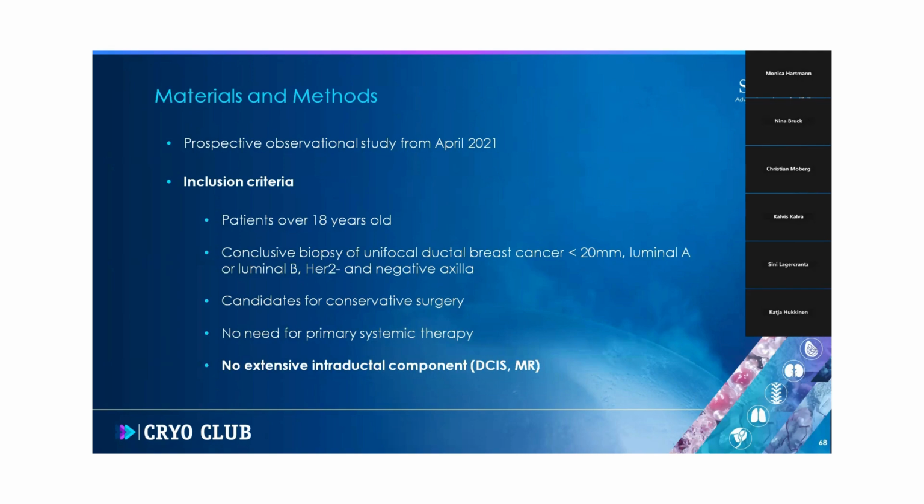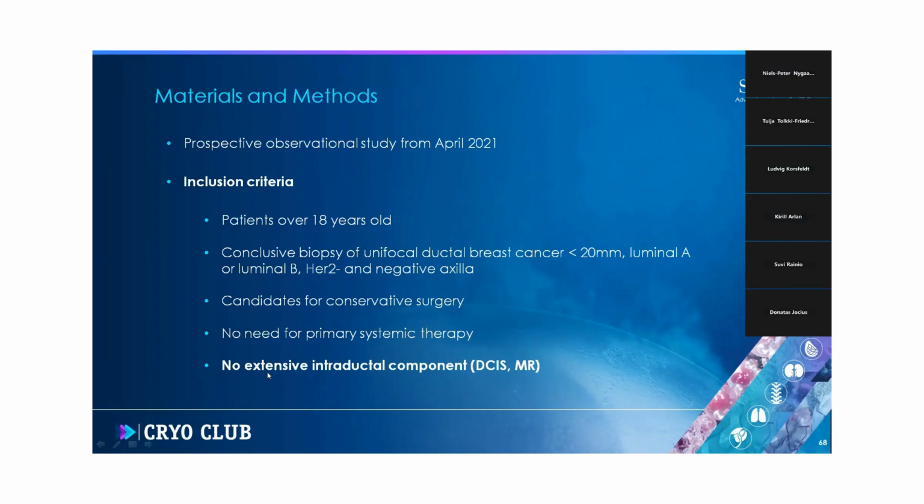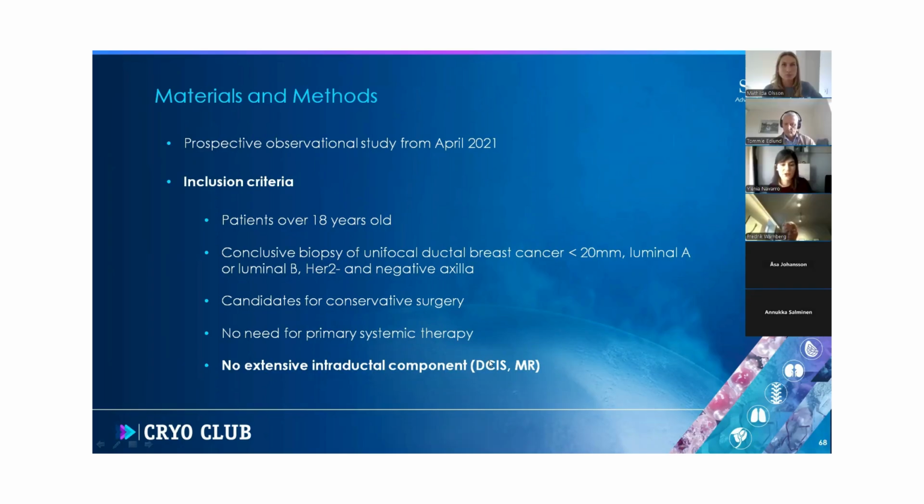These are our inclusion criteria. The lesion must be less than 20 millimeters, hormone receptors positive, HER2 negative, and negative axilla. Candidates for conservative surgery, and we do not include extensive intraductal component, which we see with MRI. Why? Because we know in those cases, the real margins and size of the lesion are less clear, so it could lead to failure of the cryoablation.